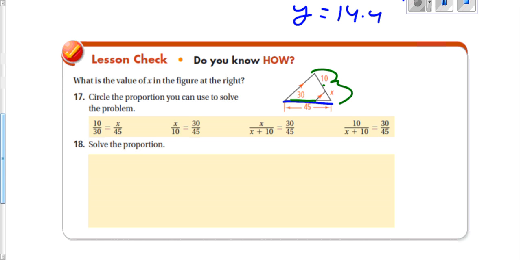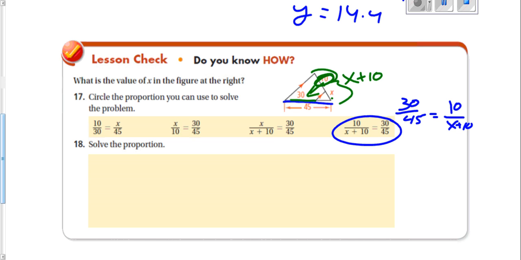This chunk is 10, this chunk is x. So the whole thing is going to be whatever x is plus the 10. So I'm going to use that in my proportion. I want to know which one compares the 2. The 30 and the 45 to the x plus 10 and the 10. Okay, why the 10 and not just the x? Because the 10 is what's across from the 30. Okay, it's what's across from the 30. So my proportion is going to be 30 over 45 equals 10 over x plus 10, which is this one right here. Okay, once again, I knew the whole and the part.